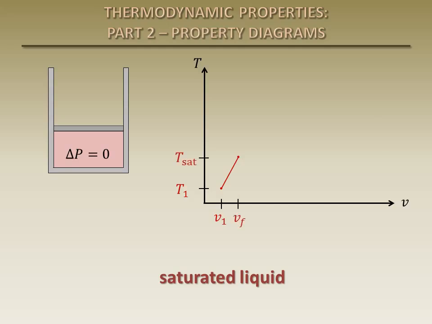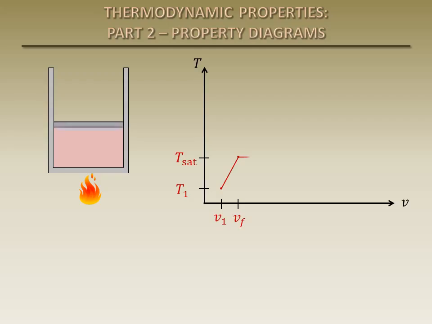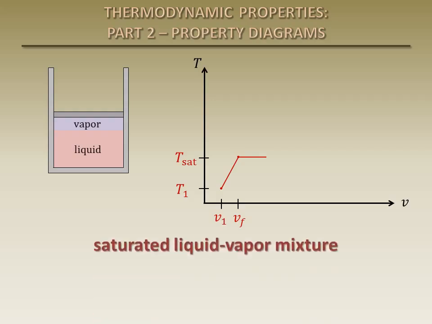As more energy is added to the system, some of the liquid begins to vaporize, increasing the specific volume. However, note that during the vaporization process, the temperature remains constant at the saturation temperature. At this point, the substance has both liquid and vapor phases. This is called a saturated liquid-vapor mixture.